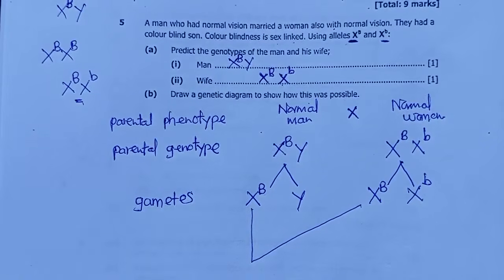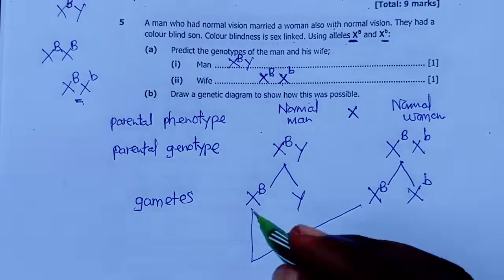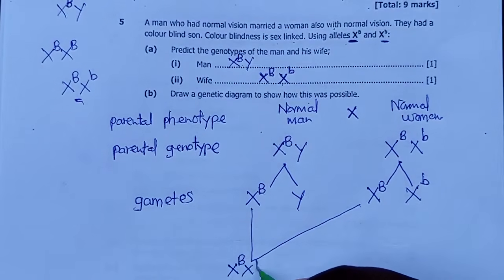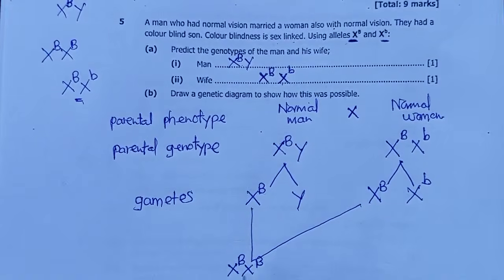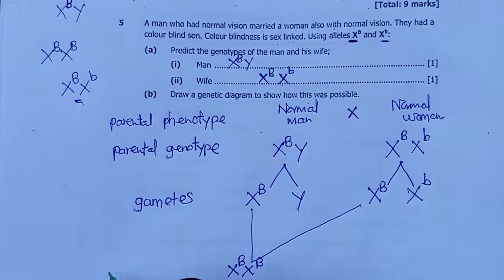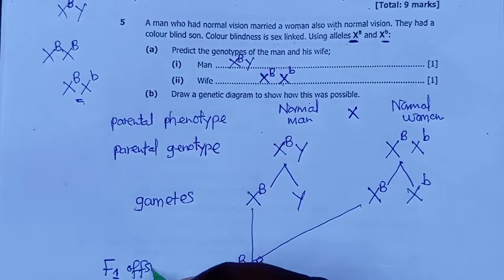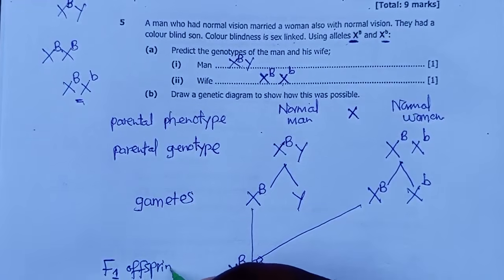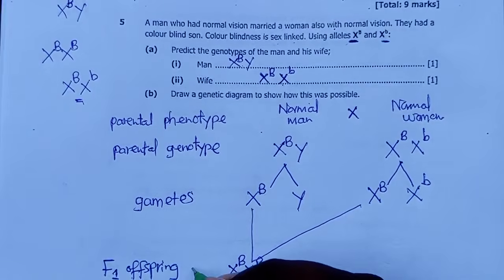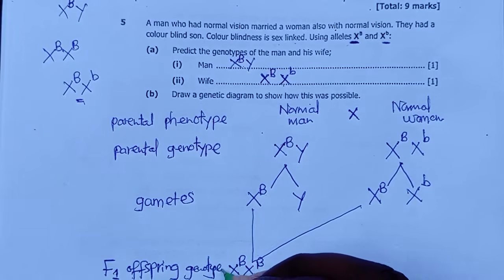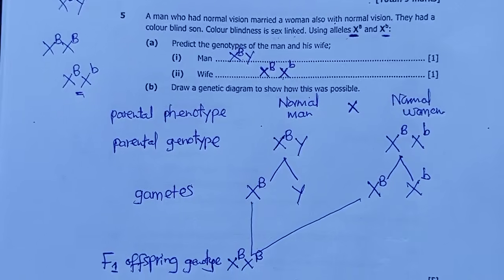Discover that they just put some things to confuse the markers. X, B, X, B. So here, what are we forming? We are forming F1 offspring. F1 offspring here, and this is the genotype. So this is genotype.